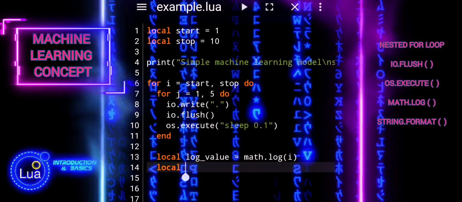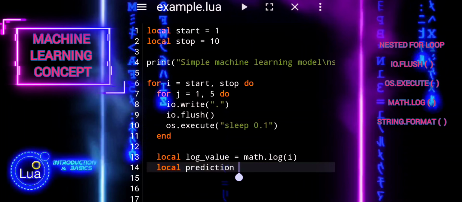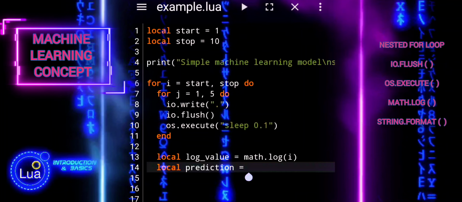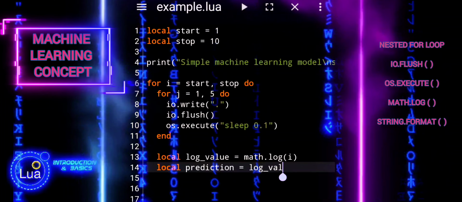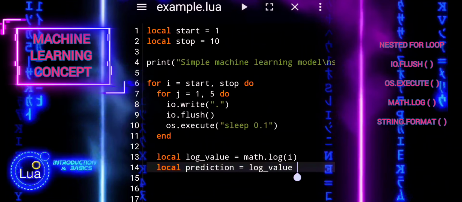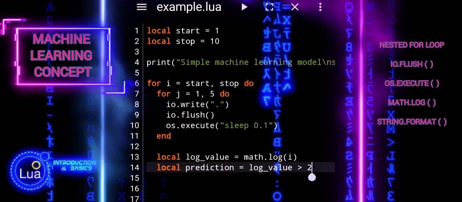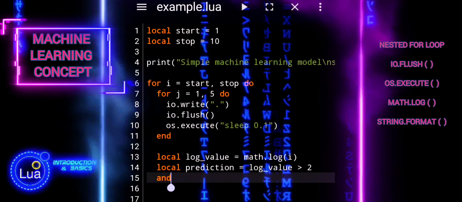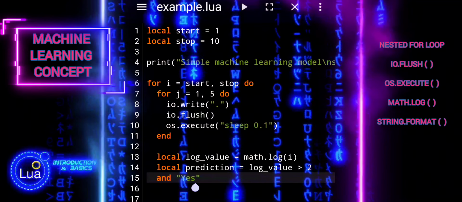local prediction = log_value > 2 and "yes" or "no". This line assigns a value to the variable prediction based on whether the log_value is greater than 2. If log_value is greater than 2, it assigns the string "yes" to prediction. Otherwise, it assigns the string "no". This is a concise way of writing a conditional expression in Lua, known as a ternary operator.